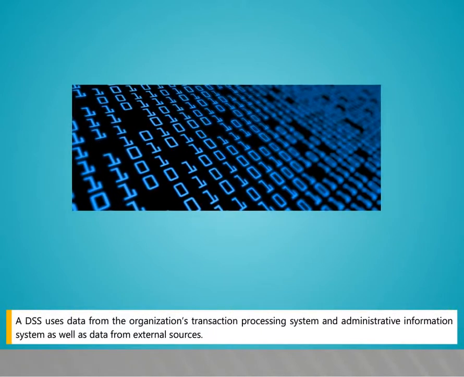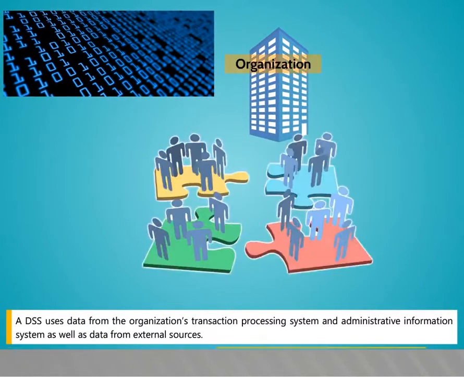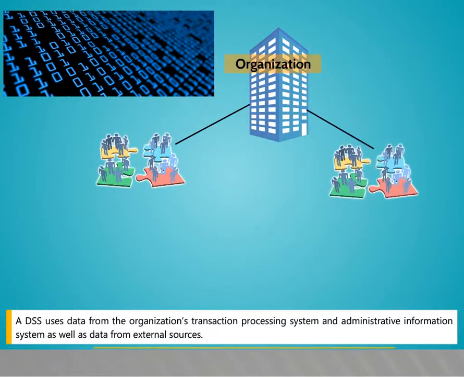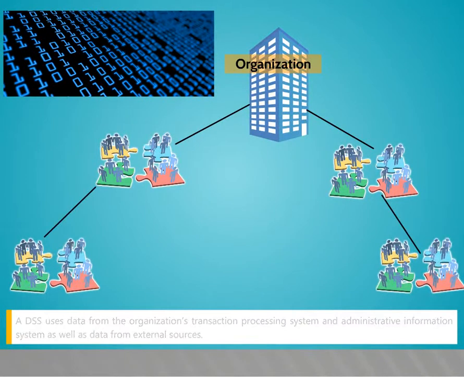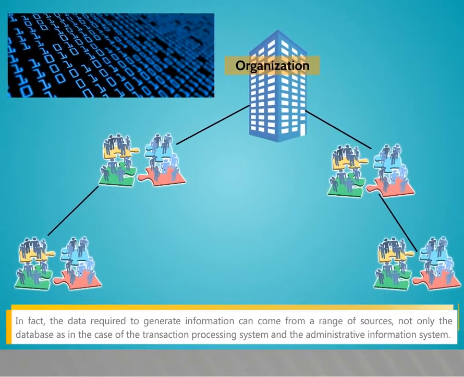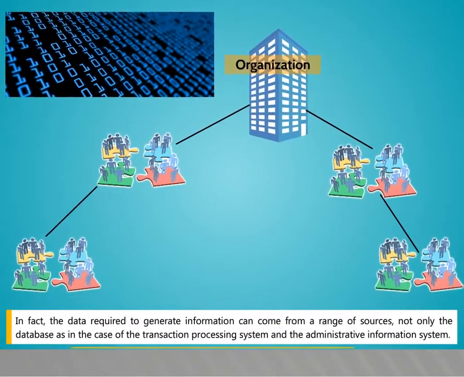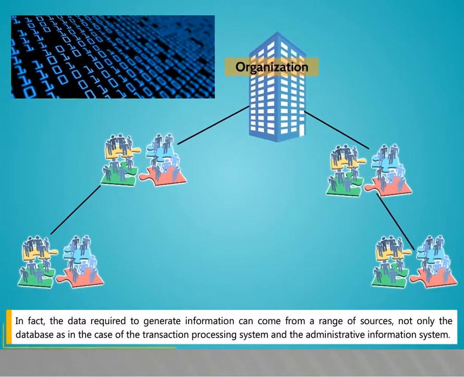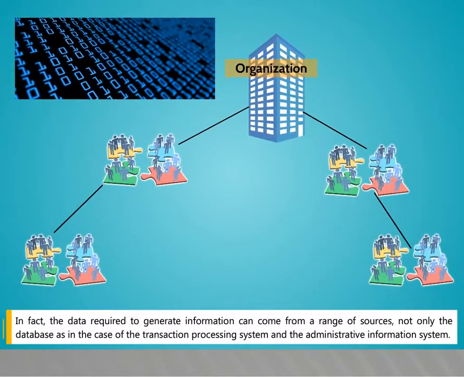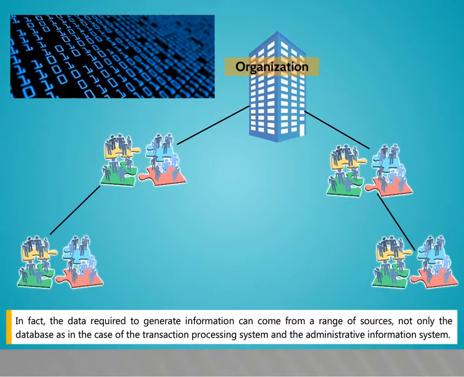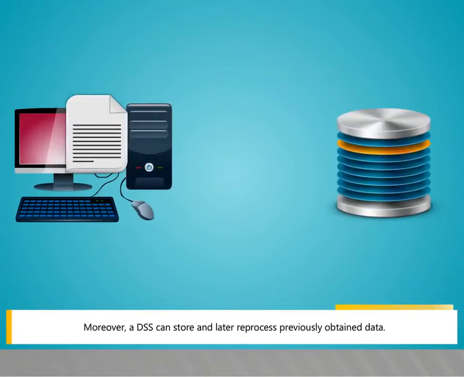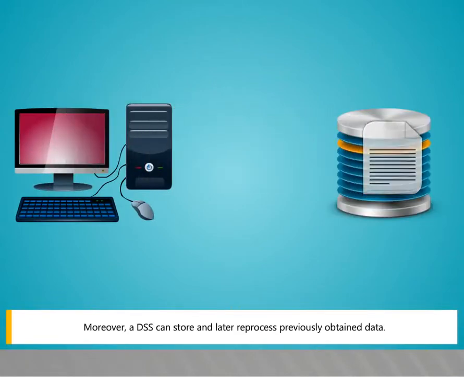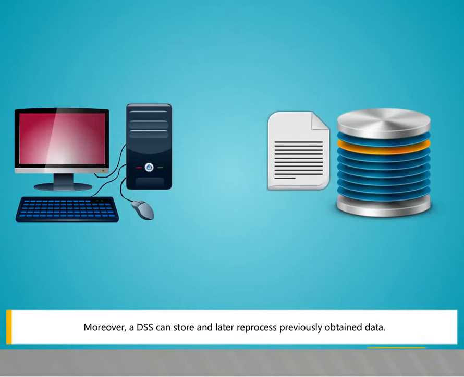A DSS uses data from the organization's transaction processing system and administrative information system as well as data from external sources. In fact, the data required to generate information can come from a range of sources, not only the database as in the case of the transaction processing system and the administrative information system. Moreover, a DSS can store and later reprocess previously obtained data.